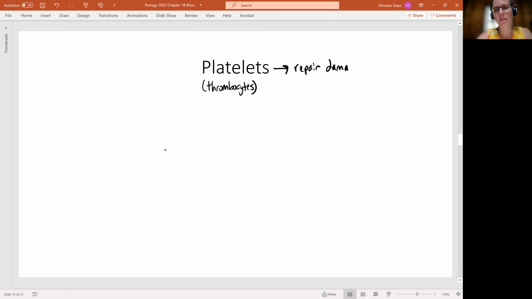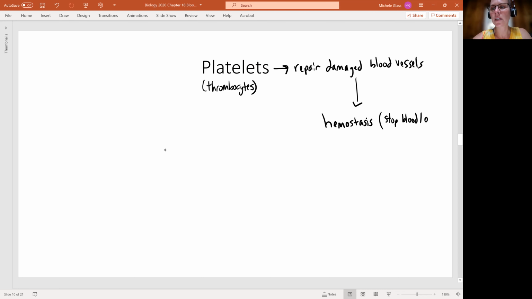Now, the job of the platelet, we'll see, is going to be to help repair damaged blood vessels. And we'll see them playing an important role in our blood clotting process called hemostasis. And so let's say this is called stop blood loss.